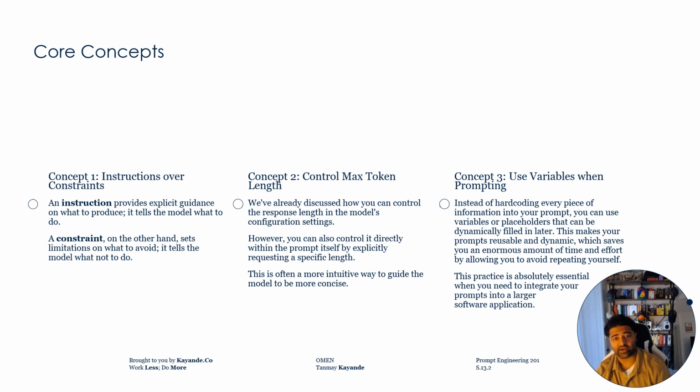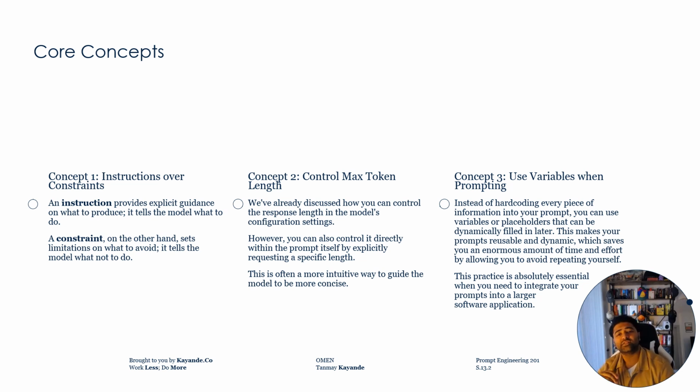Our second practice is to control the max token length. We've already discussed how you can control the response length in the model's configuration settings. However, you can also control it directly within the prompt itself by explicitly requesting a specific length. This is often the more intuitive way to guide the model to be more concise.